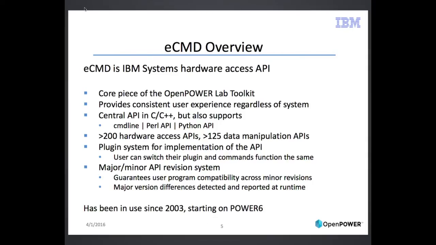He will talk through eCommand. Thanks, Mehul. So eCommand is the IBM Systems Hardware Access API for bring up and debug of systems. If you've used the OpenPOWER Lab toolkit, you've used eCommand. The whole purpose behind eCommand is to provide a consistent user experience when trying to debug the system as you move from system to system or even generation to generation of processor.